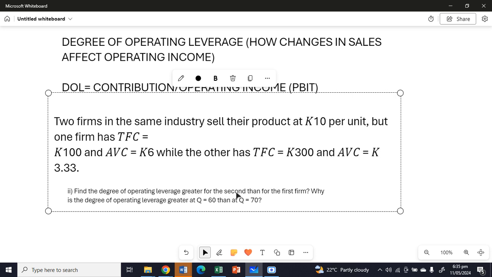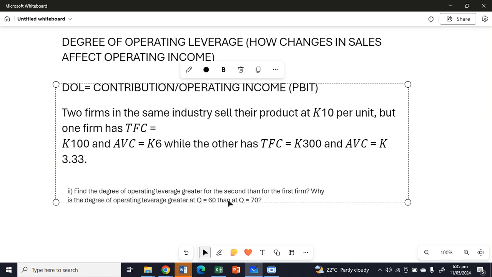I think this is a typing error. It maybe says for the first and second firm. All right. We find the degree of operating leverage for both firms. And then why is the degree of operating leverage at Q60 greater than at Q70?